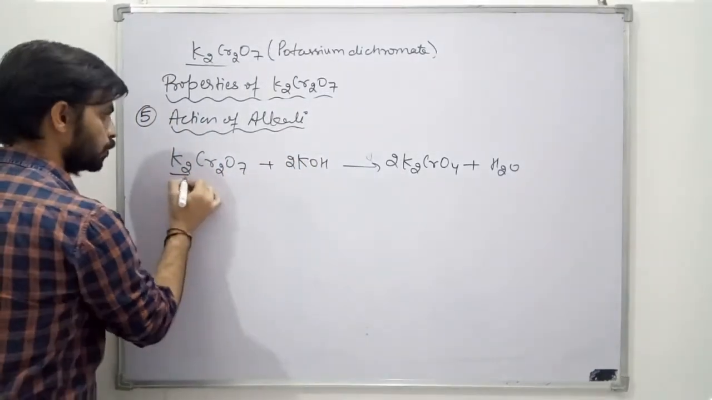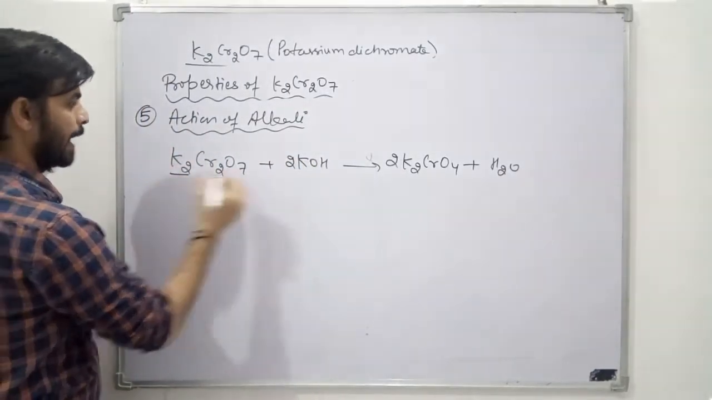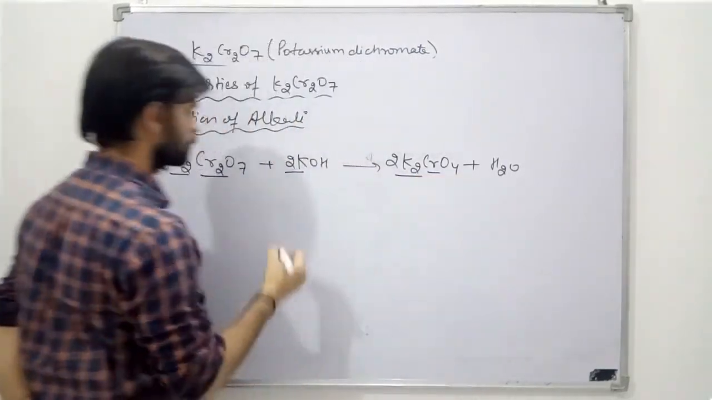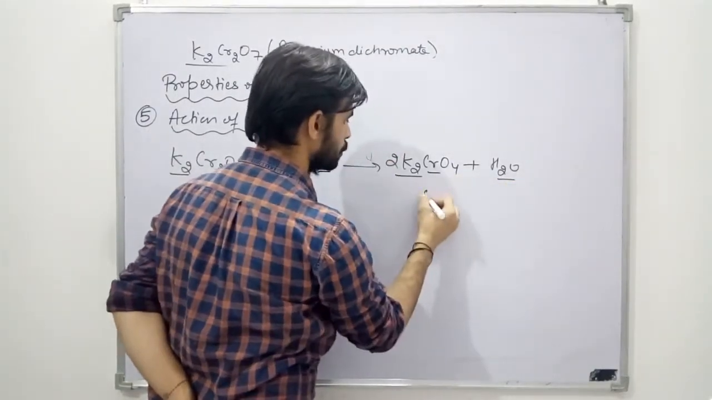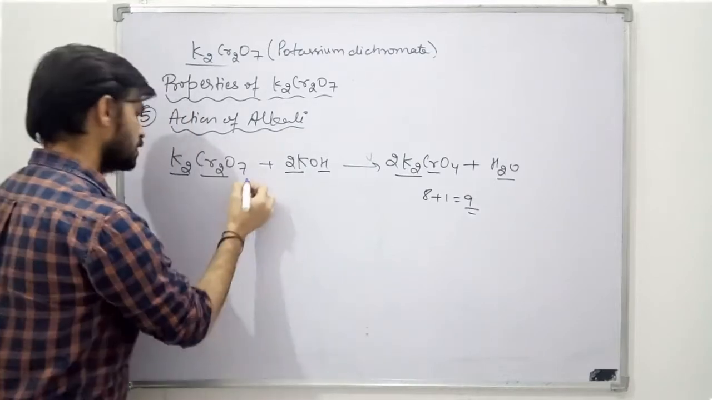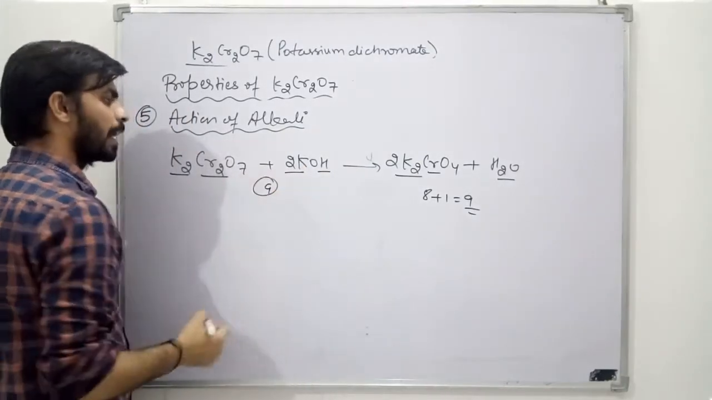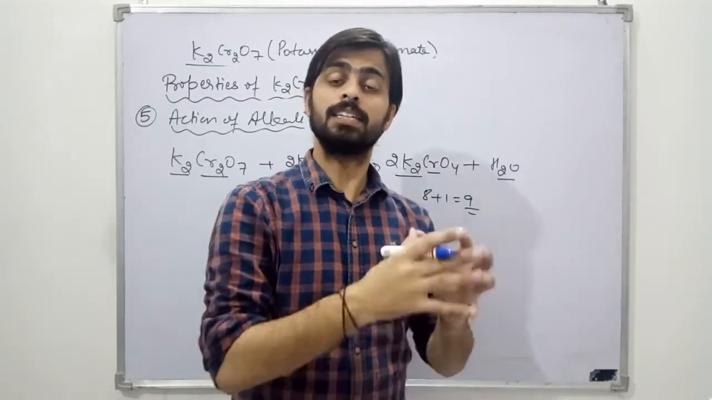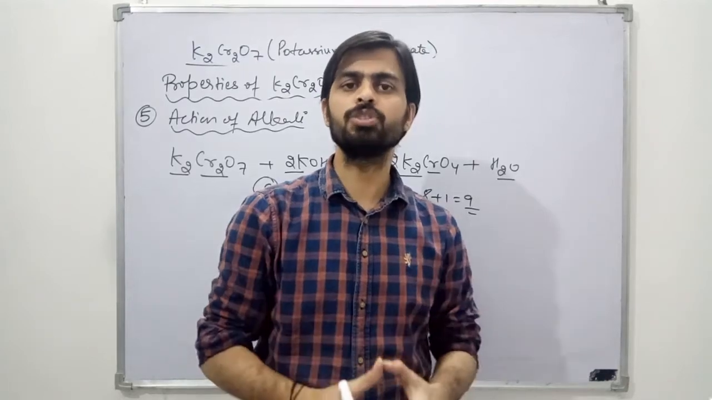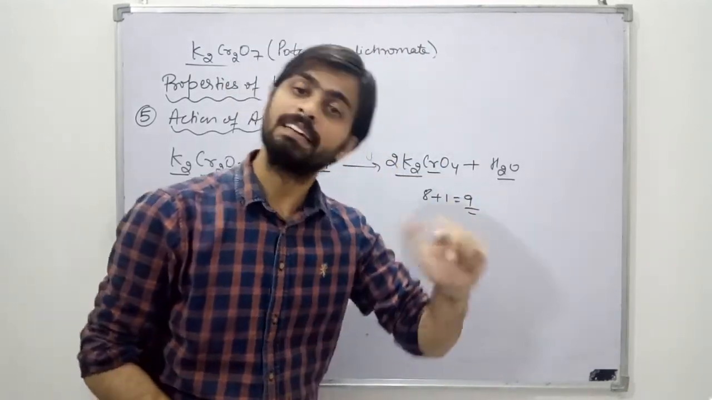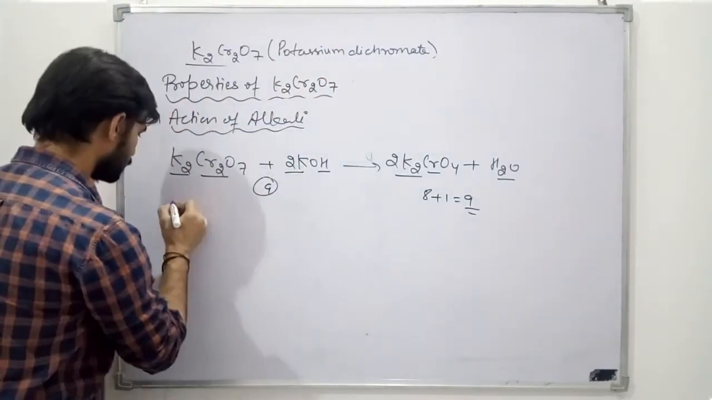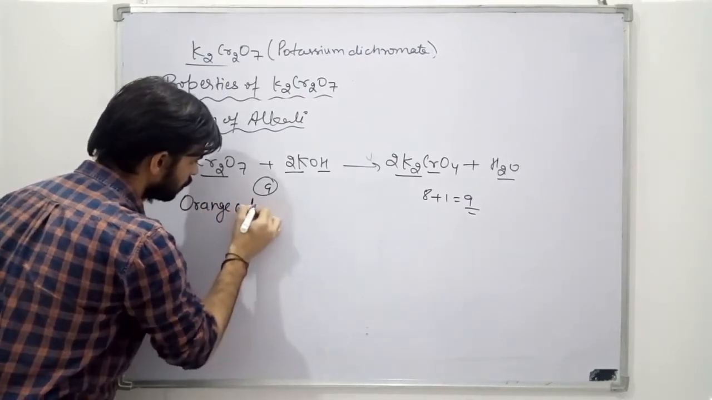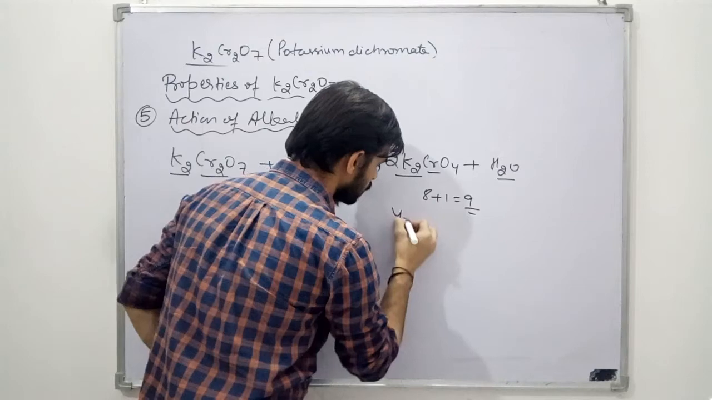Now balance 2 and 2, 4, and we have 4 potassium, 2 chromium, 2 chromium, 2 hydrogen, 4 to the 8 plus 1, 9 oxygen, 7 plus 2, 9 oxygen. So again, when we treat potassium dichromate with the alkali, it converts potassium dichromate into potassium chromate. That means orange color will again convert into the yellow color.